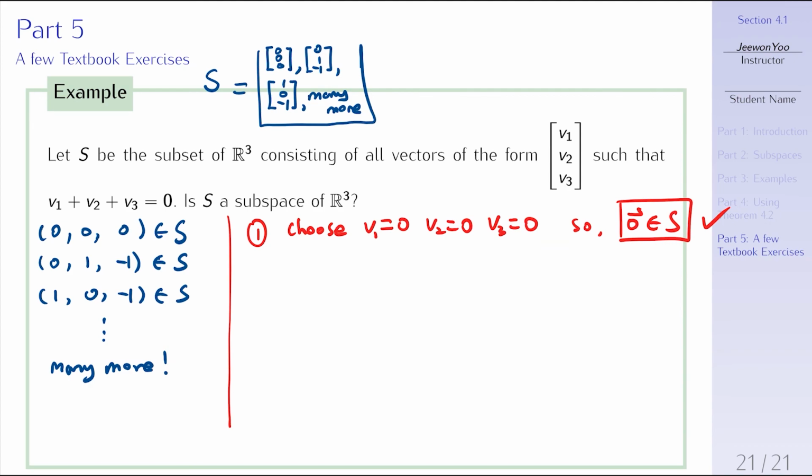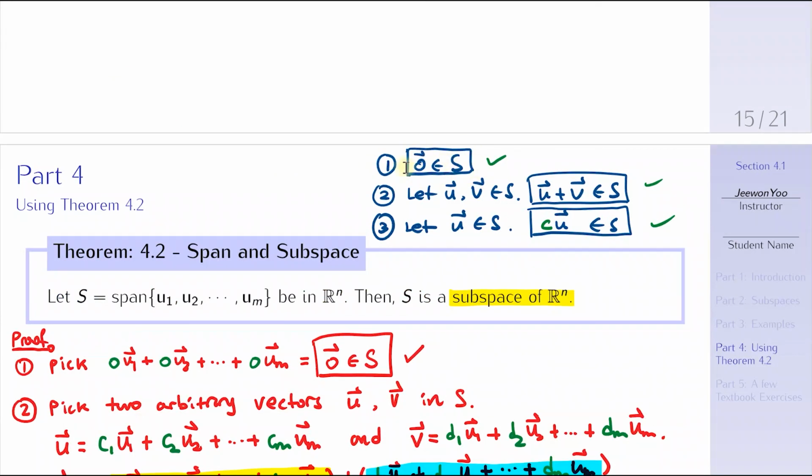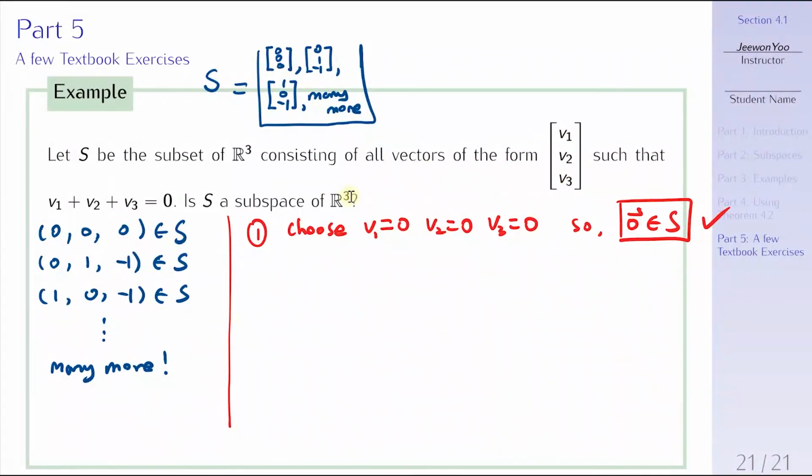Congratulations, everyone. I have successfully proved the first condition for you. Right here, the first condition is 0 must be in S. Also, u plus v must be in S, and cu must be in S. So your job is to show these two conditions are satisfied by the question.